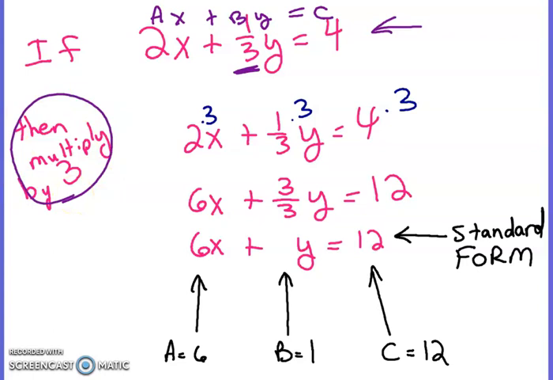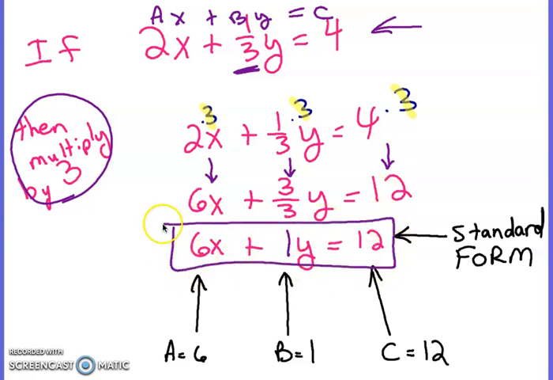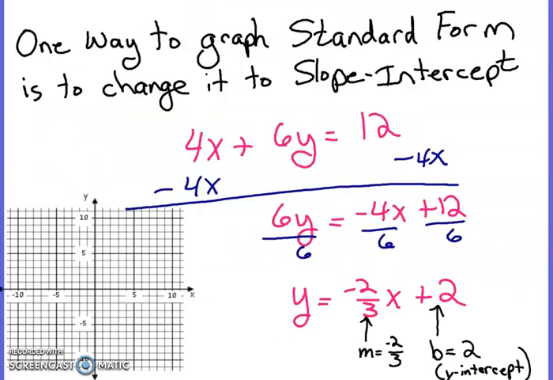I literally multiplied this by 3, multiplied this by 3, multiplied this by 3. So here you have 2 times 3, which is 6. 3 times 1 is 3. And again, you still have the 3 on the bottom, so 3 over 3, which reduces to 1. And then 4 times 3 is 12. So I multiplied everything by 3. And so once you have it in standard form, now you can see the A is 6, the B is 1, and the C is 12. And of course, it's now in standard form.